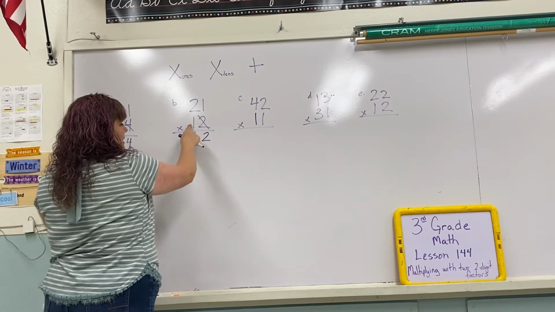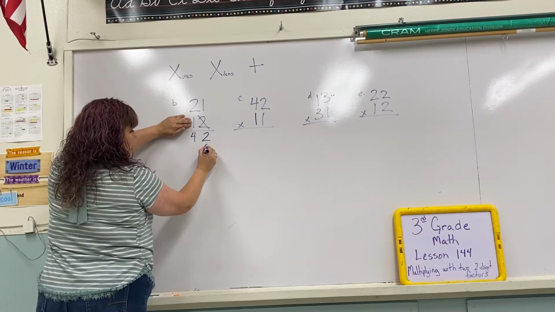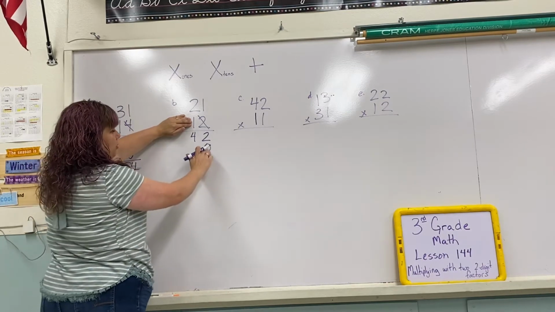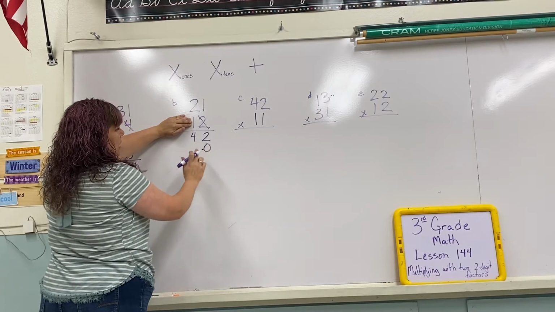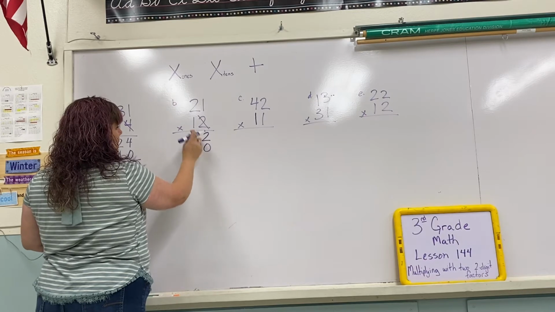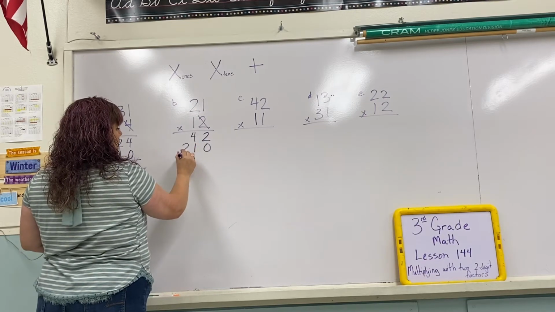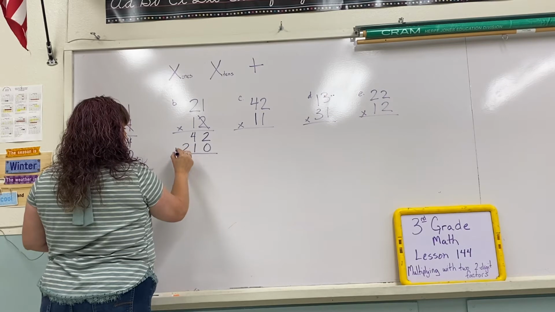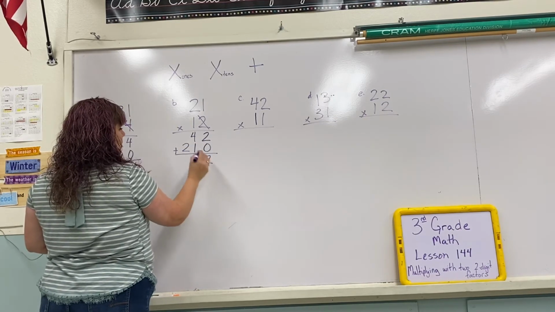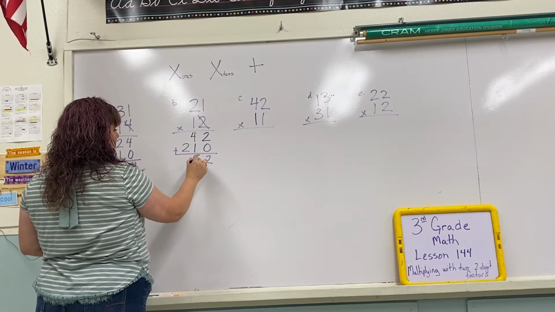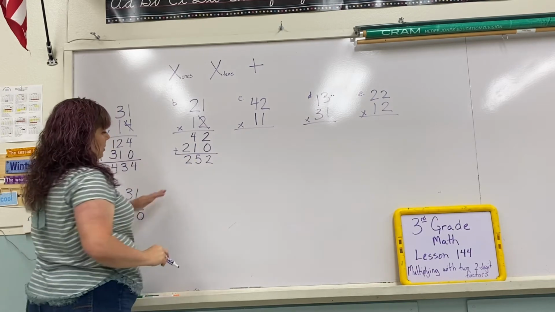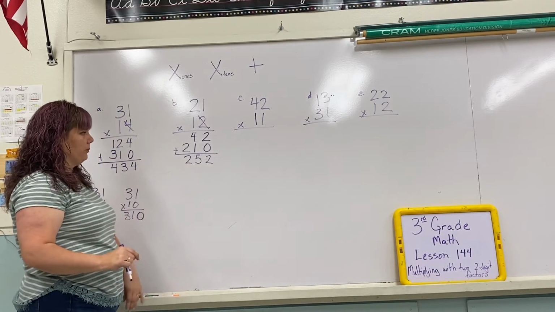Now we're going to multiply by the 10s. But we need to put our 0 here because we have no 1s. No more 1s, so we put our 0 in our first row. Now we're going to multiply in the 10s. 1 times 1 is 1. 2 times 1 is 2. We're going to add those together. 2 plus 0 is 2. 4 plus 1 is 5. Nothing plus 2 is 2. So our answer is 252.